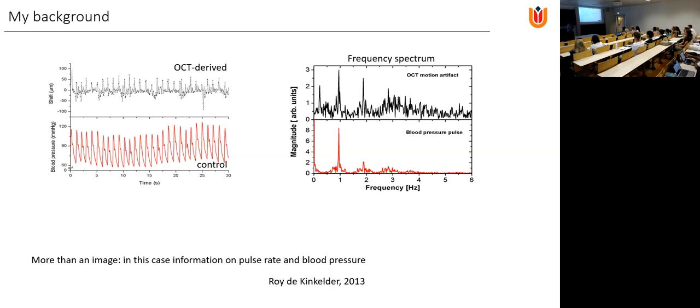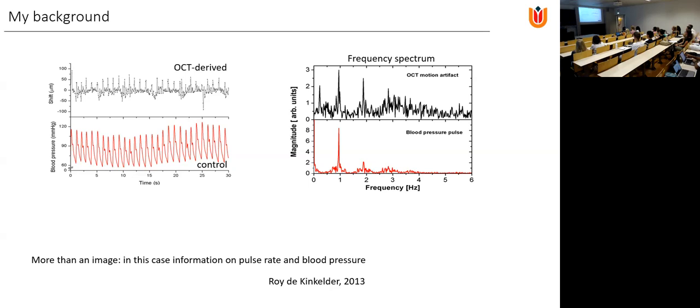If you analyze these oscillations by taking the Fourier transform, you get a spectrum, and in the spectrum you get peaks at the frequencies that are present in the signal. You can see nicely that there is a fundamental frequency of 1 Hertz, and then some higher-order harmonics at 2, 3, 4, etc., both in the OCT data and in the controls. So it's more than just an image.